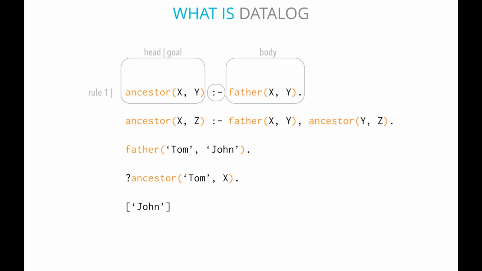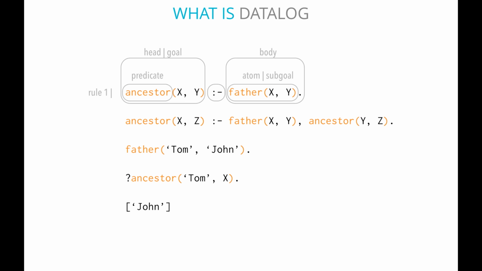To go into a little more detail, ancestor and father are what we call predicates. You can think of those as the name of the table in a relational database. So what I'm saying here is that if you find somewhere, either by another rule or in the database, a relation, i.e. a row in a table father for x and y, then I derive the fact that y is the ancestor of x.